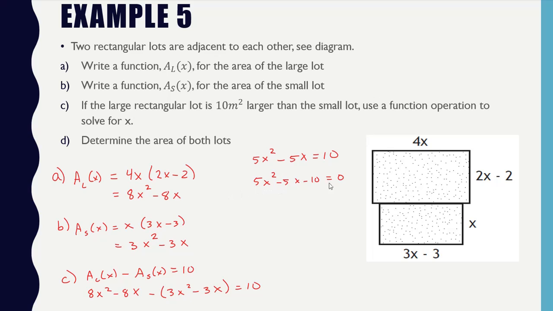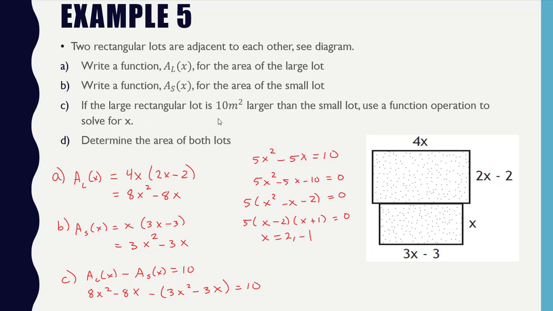Now I'm going to factor this to find out what x could possibly be. But there's a GCF here of 5. So it's going to become x squared minus x minus 2 equal to 0. Now this factoring is a lot easier. So it's going to become x minus 2 and x plus 1 is 0, and therefore x is equal to 2 and negative 1.